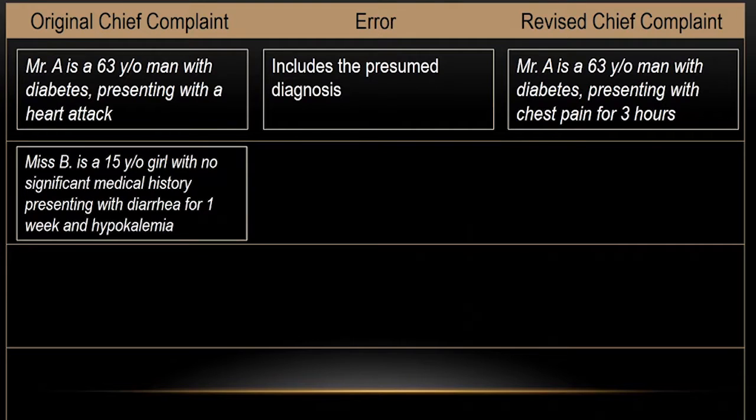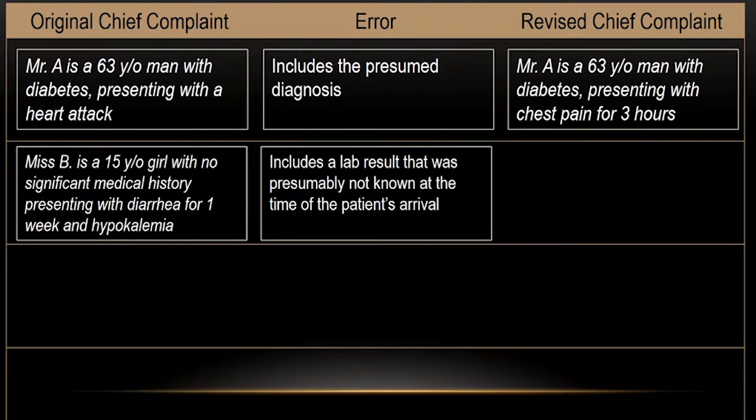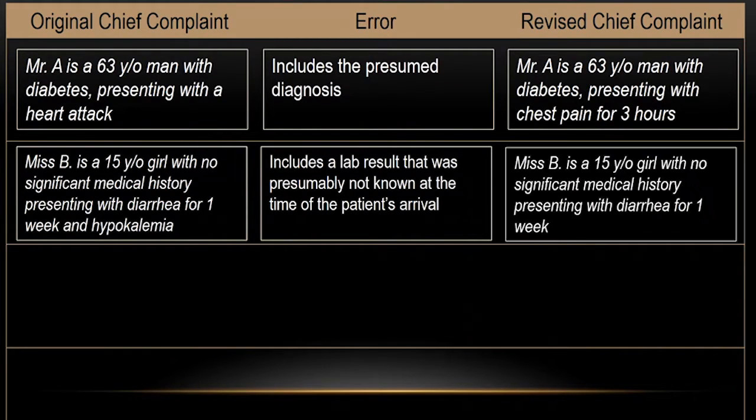The second, Miss B is a 15-year-old girl with no significant medical history presenting with diarrhea for 1 week and hypokalemia. What do you think the error is? Yes, you're perfectly correct. It includes a lab test, which I guess was not there while the patient presented with her diarrhea. So to correct it, just take this section of hypokalemia out of the chief complaint.